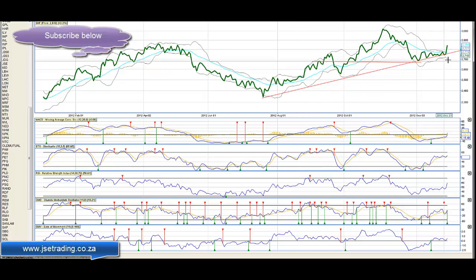So the resistance is there. It's looking good. Trend line wise, it's not looking too bad. It is splitting out a little bit, which does give you a little bit of a scary sign at around 30 Rand, because that could send it back.